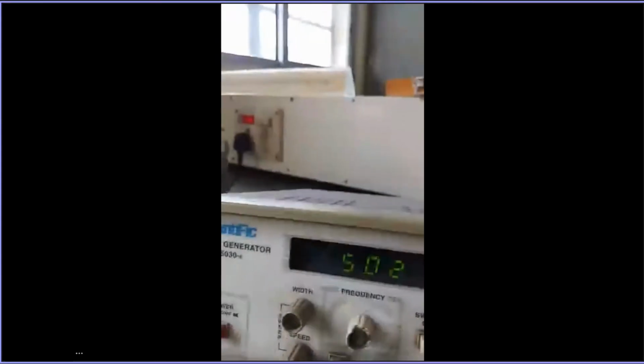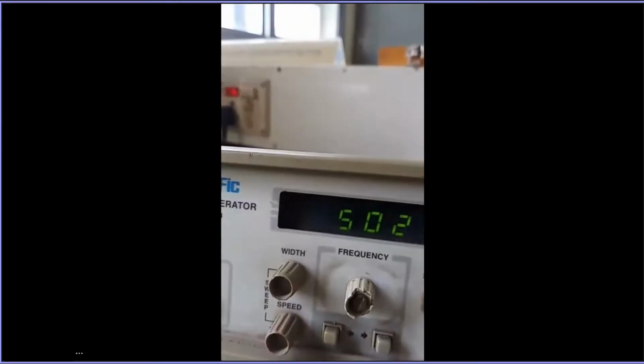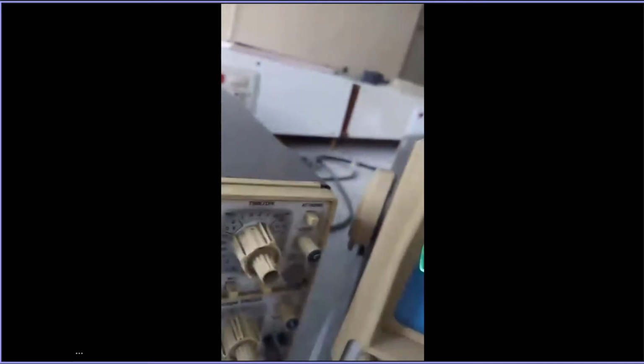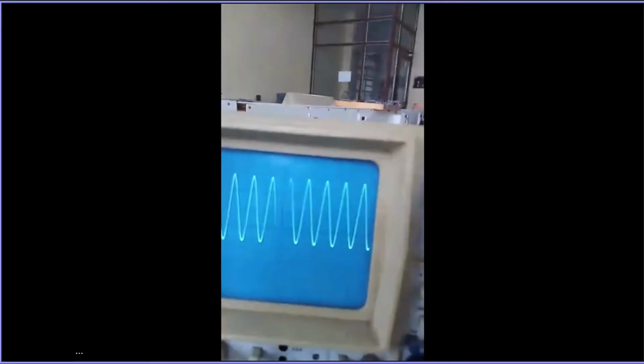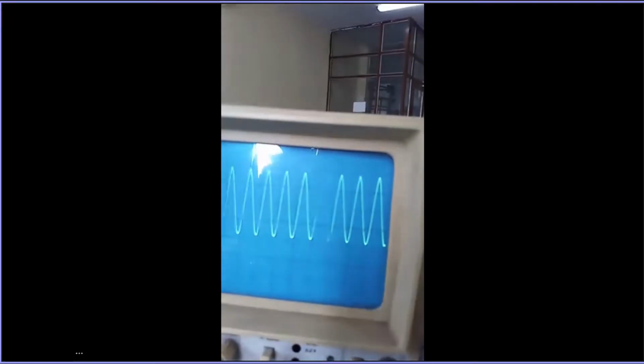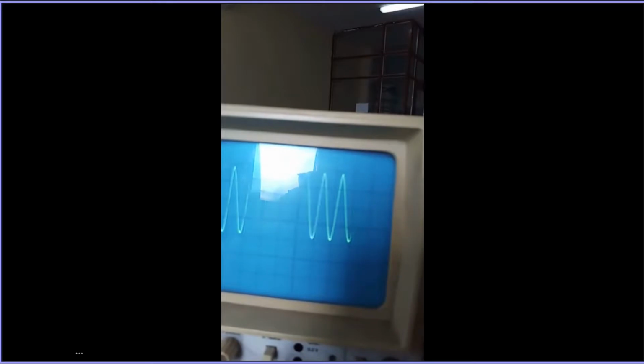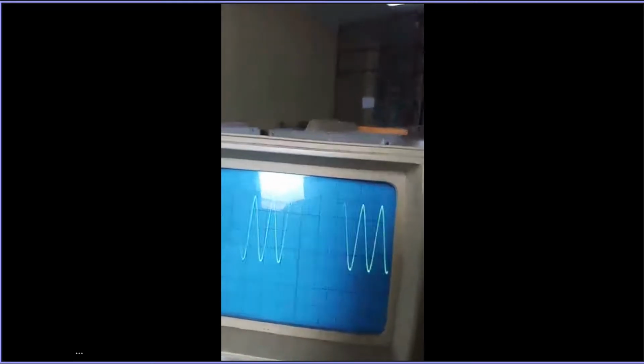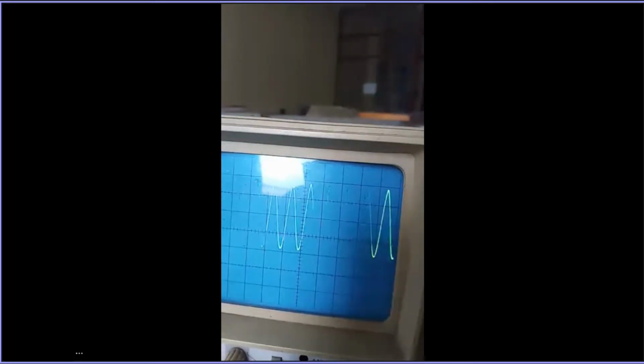See, this is your 500 hertz input. Okay, 500 hertz input, and this is the 4th order reading at 500 hertz. 4th order reading at 500 hertz. You can have a snapshot of this.